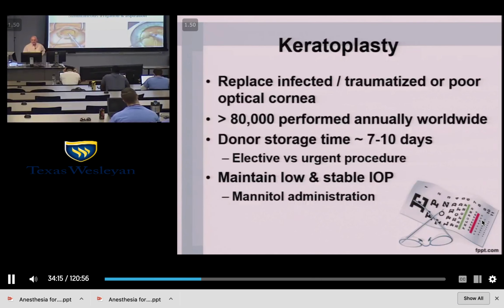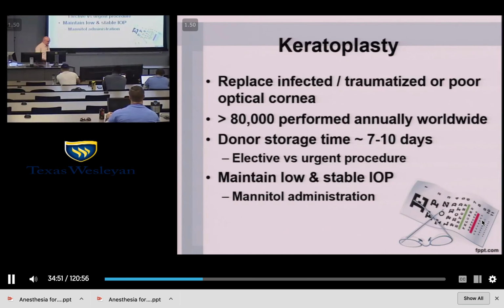Then there's this word, keratoplasty. The idea of keratoplasty is that we're supposed to replace the infected, traumatized, or poor optical cornea. There are more than 80,000 of these done every year worldwide. Donor corneas are put in place, and the donor cornea now has a storage time of 7 to 10 days.